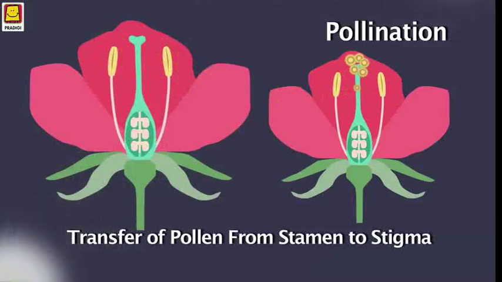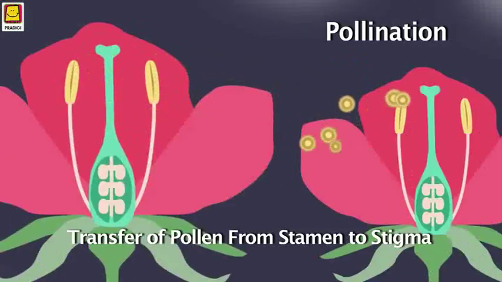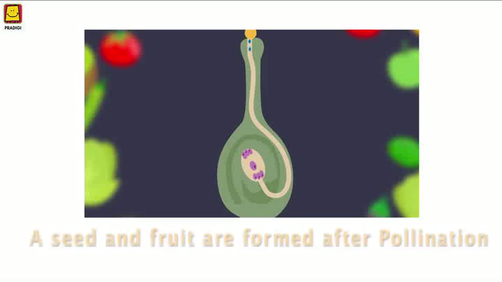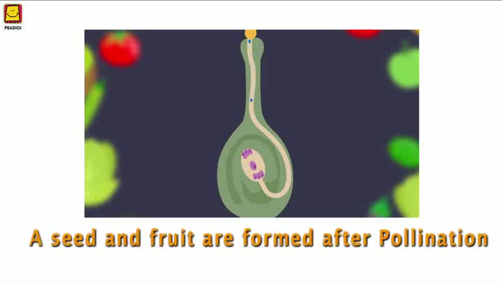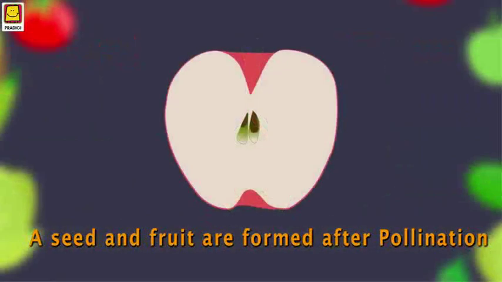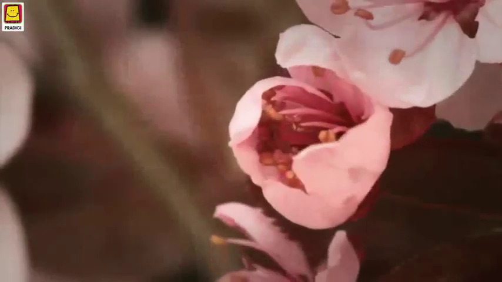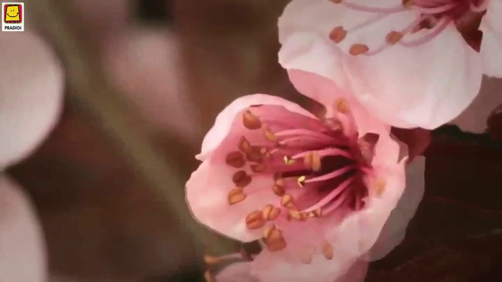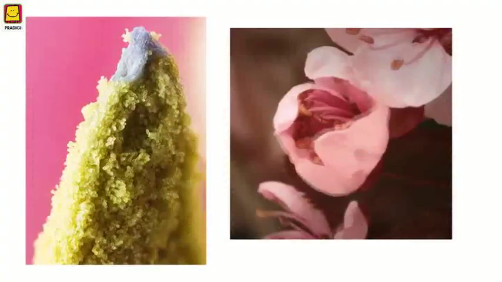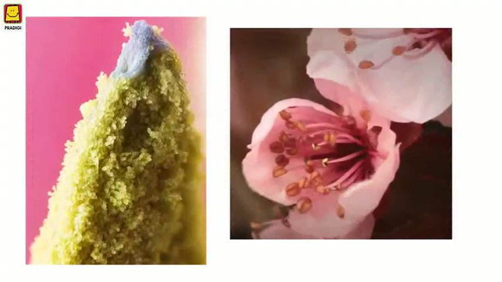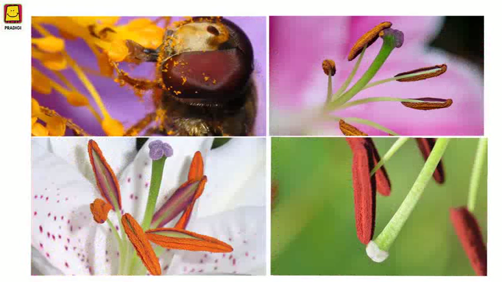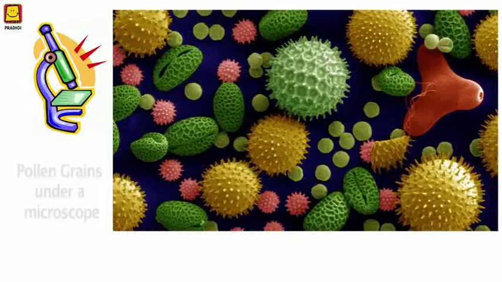This process is important for the plant. The fruit and the seed are formed after pollination. That is why a flower produces pollen grains in large numbers. Pollen grains are very small and can be viewed with the help of a microscope. They come in many different sizes and unique shapes.